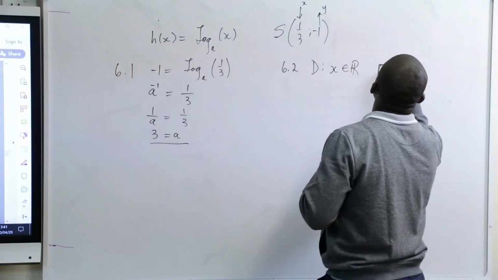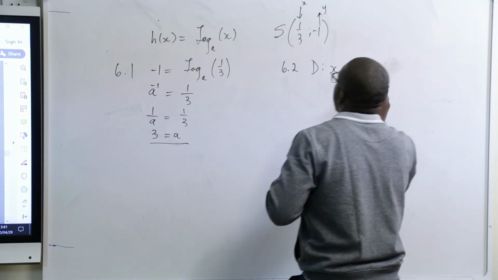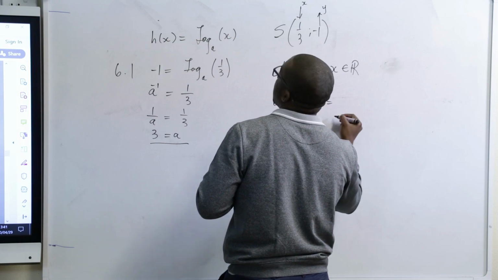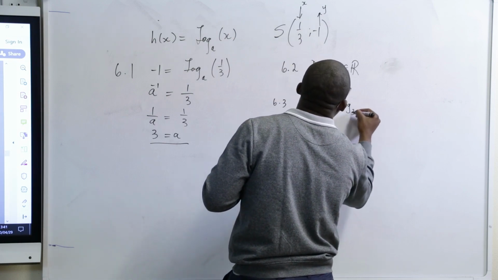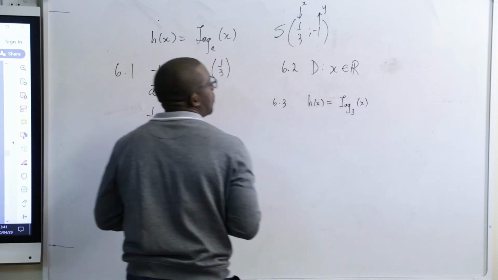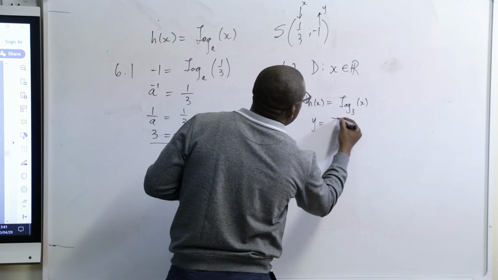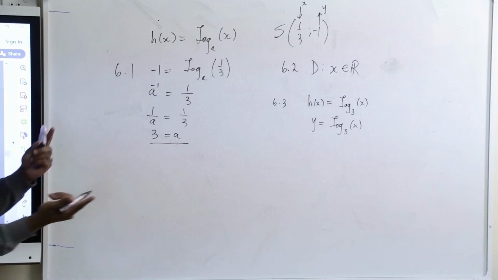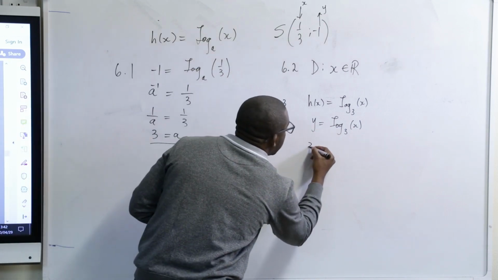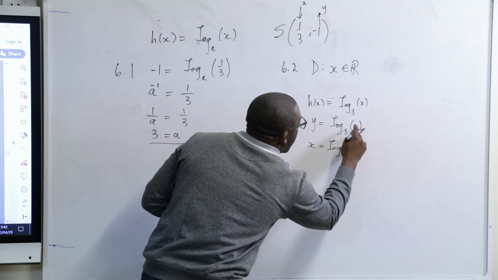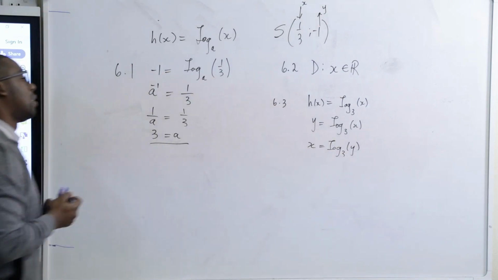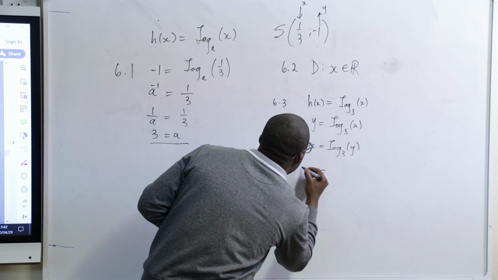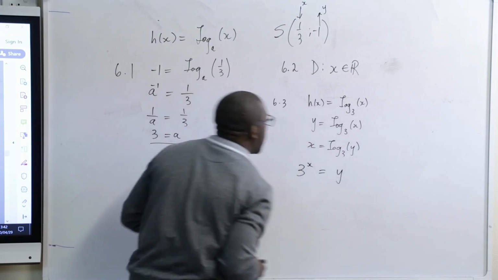This is the inverse. So 6.3. We now know h of x is equals to log to the base 3 of x. Y is equals to log to the base 3 of x. Step number 1, interchange x and y. Wherever there is a y, put x. Wherever there is an x, put y. Step number 2, the base goes and raises x. So this is 3 to the x leaves y.